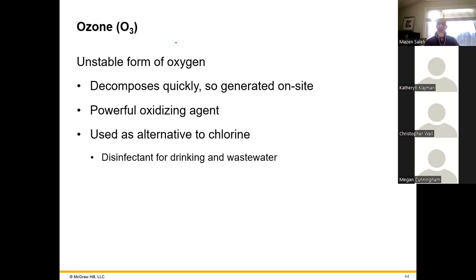The instrument would simply be some kind of a vacuum that will take in air from the room, and inside it will be exposed to electrical plates, and that electricity will generate the ozone, which comes out of the other side to treat specific surfaces. It's quite powerful as an oxidizing agent, and in some cases it is used as an alternative to chlorine for drinking water and wastewater.